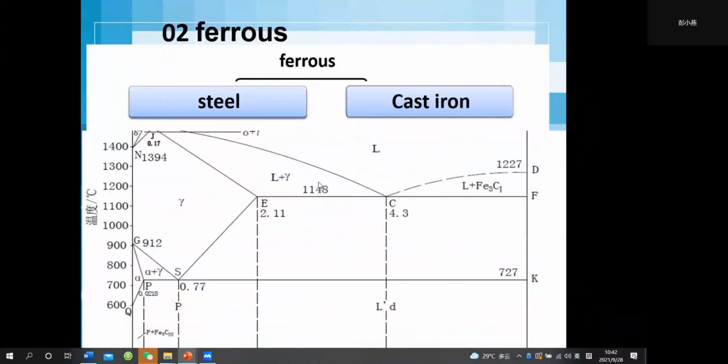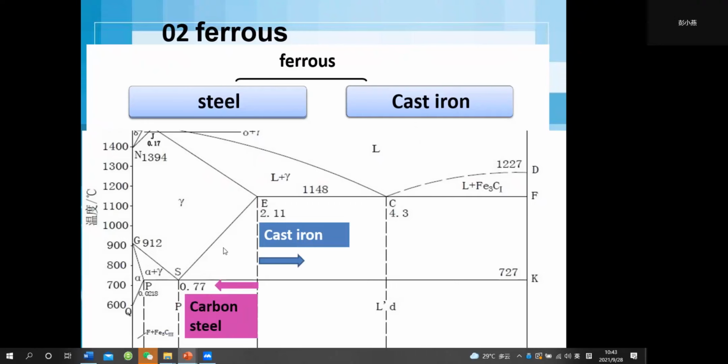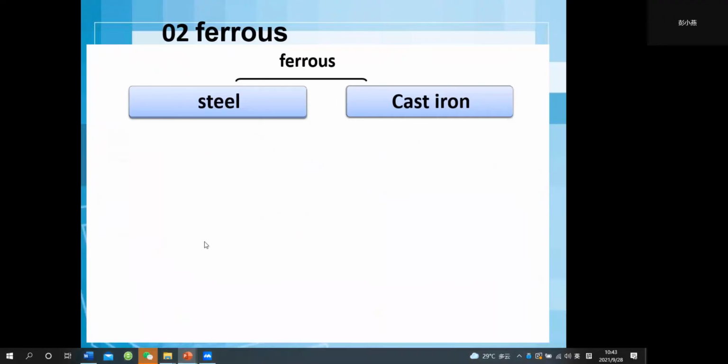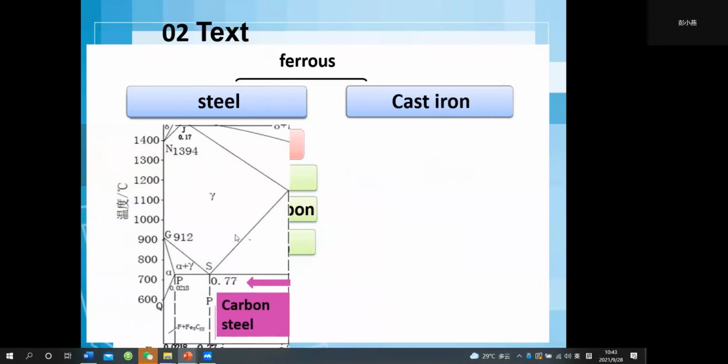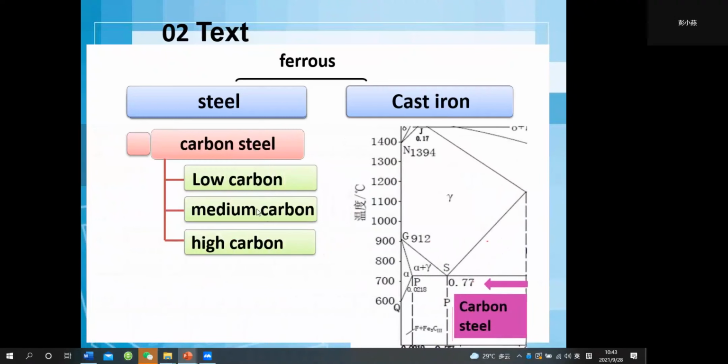And this is the iron-carbon phase diagram. We can know that ferrous alloys can be classified as steel and cast iron. When the carbon content is more than 2.11%, we call this cast iron. And when the carbon content is less than 2.11%, it's carbon steel. Okay, and the carbon steel includes low carbon steel, medium carbon steel, and high carbon steel in terms of the carbon content.